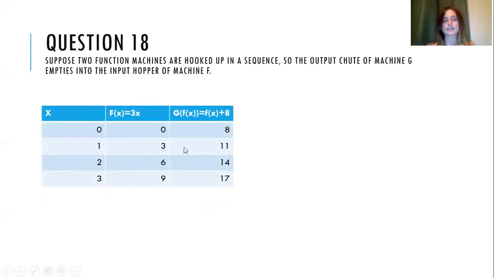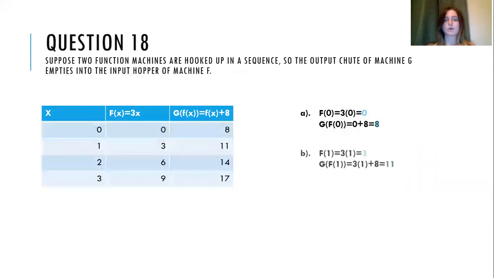If you look at this, you see that our rules are we have to multiply by 3 and then add 8. So that means we input x into our function to get our output y. For example, in part A, we input 0 into our function. So we would do 3 times 0, which is equal to 0. And then we would put 0 into our g of f function, so we would do 0 plus 8, which is equal to 8.